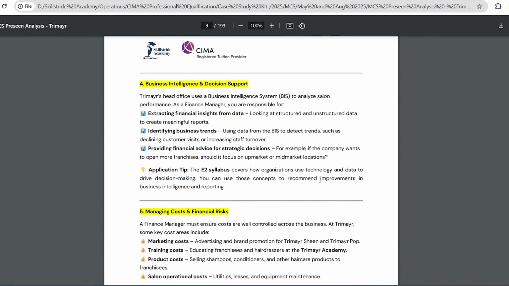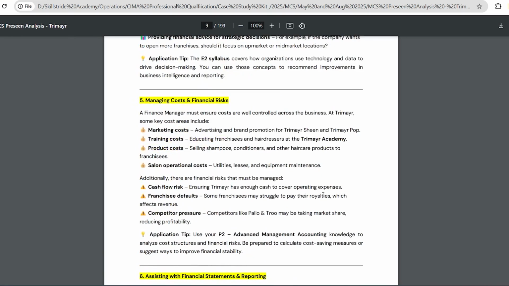The next aspect is that the company uses business intelligence and decision support. They use a system called a business intelligence system, majorly for analyzing salon performance. You are supposed to build insights from the reports made by this system, suggest KPIs, and provide your financial advice to ensure that these reports have meaning in decision making.